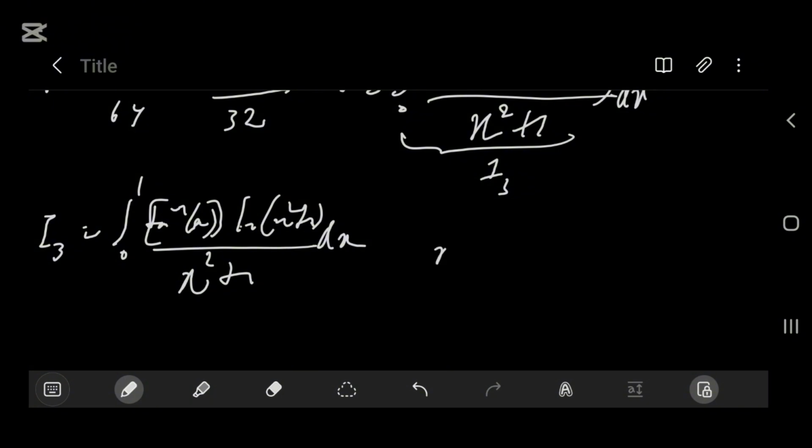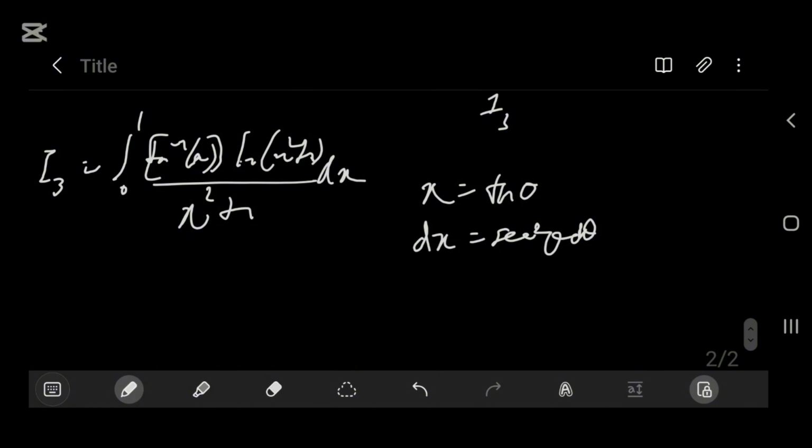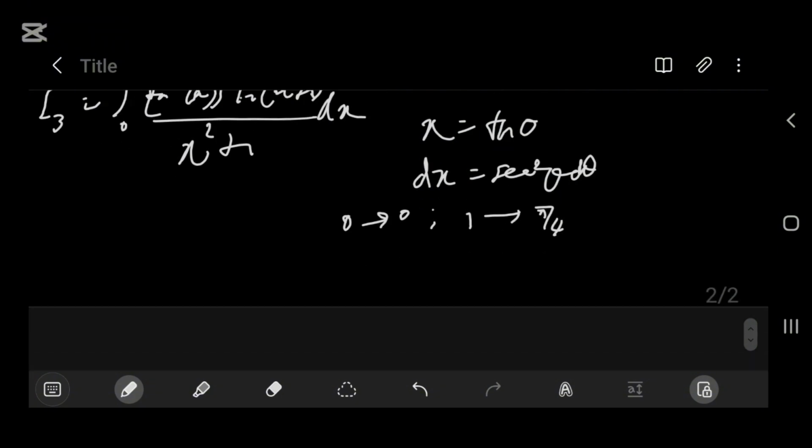Let's do some substitution here. Let's take x equals tan theta. So differentiating both sides with respect to x, we'll get dx equals secant squared theta d theta. And the boundaries will become: when x approaches 0, theta approaches 0 too, and when x approaches 1, theta approaches pi by 4. And let's move on to page number 3.